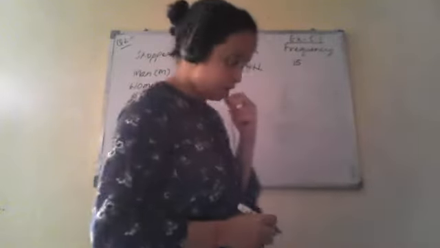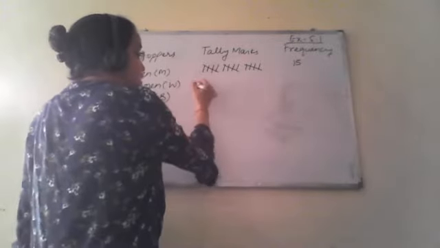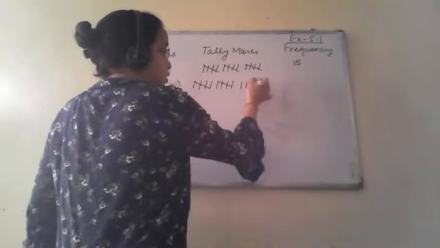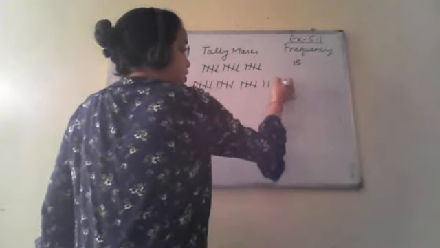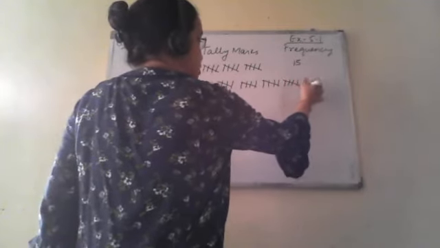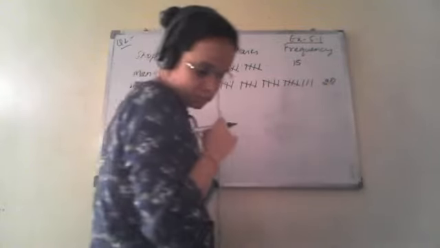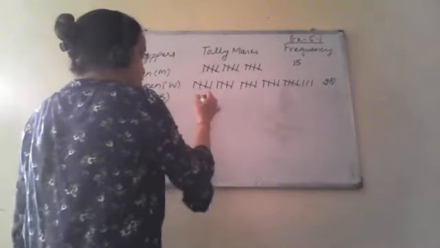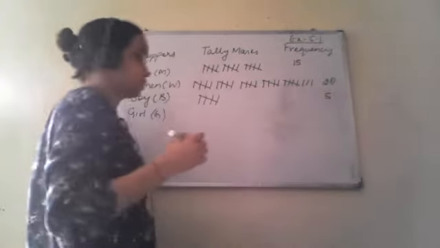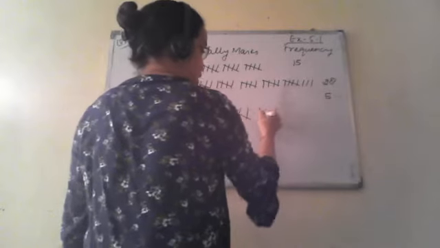Similarly, we can count for women. They are 28 in number. So for 28, we will have 1, 2, 3, 4, 5, 6, 7, 8, 9, 10, 11, 12, 13, 14, 15, 16, 17, 18, 19, 20, then 21, 22, 23, 24, 25, 26, 27, 28. So the frequency will be 28. Now boys are 5, so it will be 1, 2, 3, 4, 5. Girls are 12: 1, 2, 3, 4, 5, 6, 7, 8, 9, 10, 11, 12.